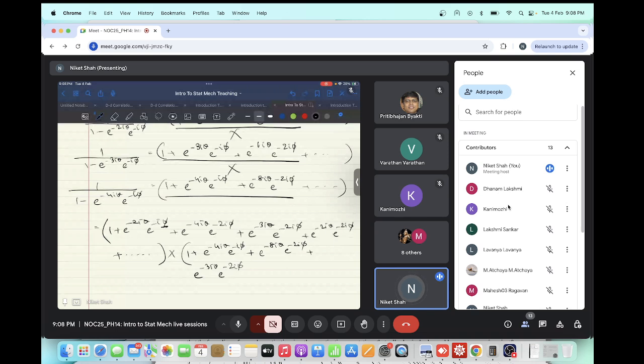There is one more term here, so I'll write that down also. Oh no, I've already written it. Sorry. Yes. So these are the terms that we have.